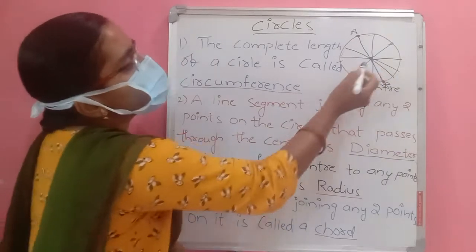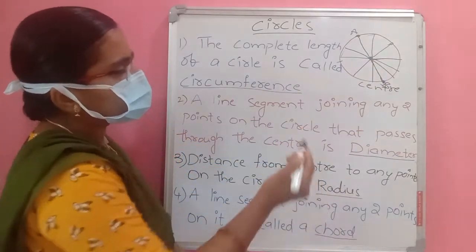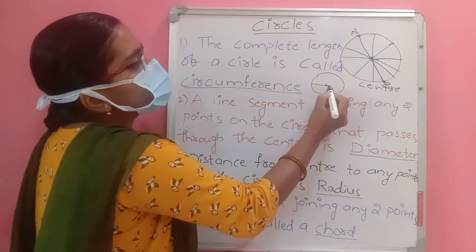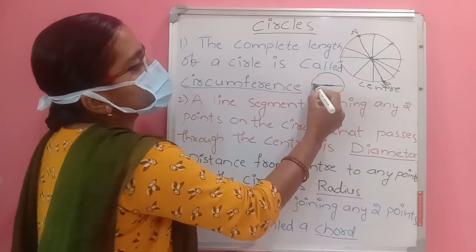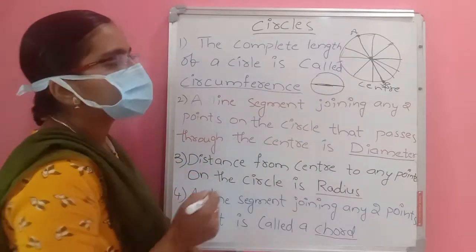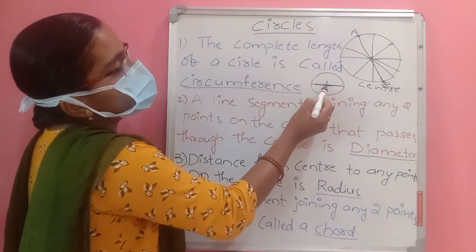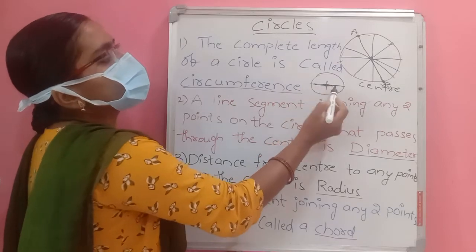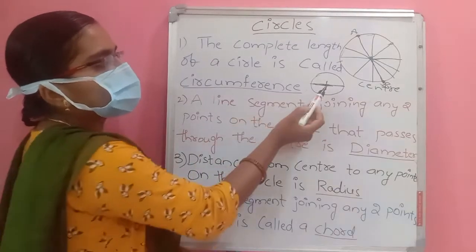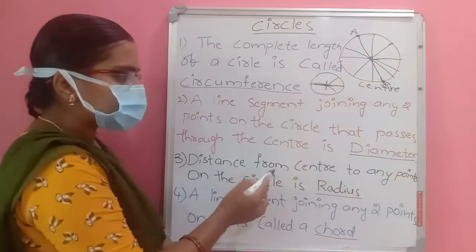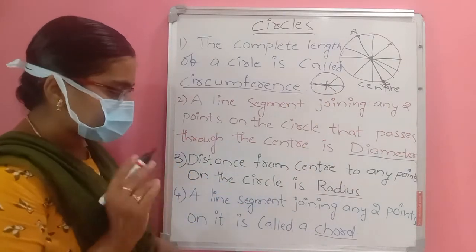And half of the diameter: if this is a circle, this is a diameter which is passing through the center. Half of it means the distance from the center to any point on the circle. The distance from the center to any point on the circle is called the radius of that circle.